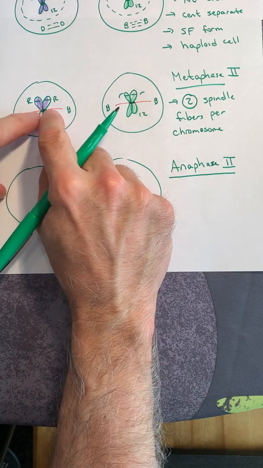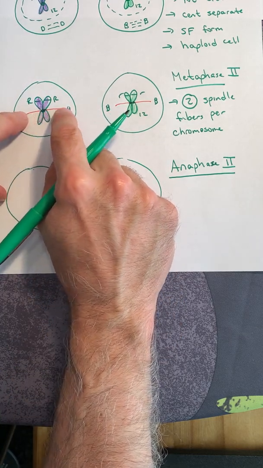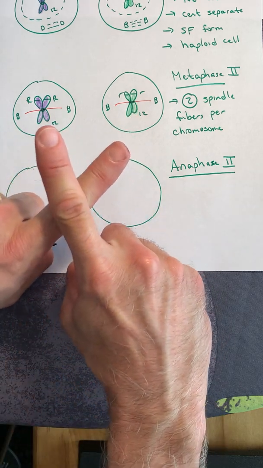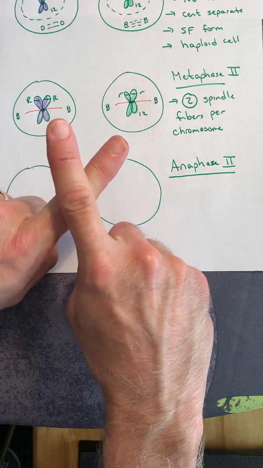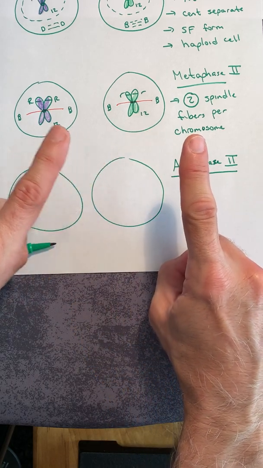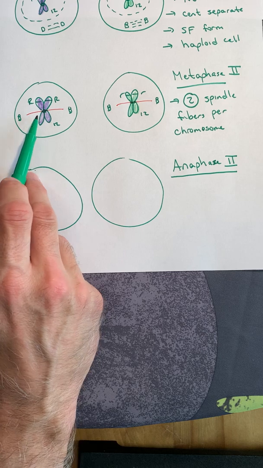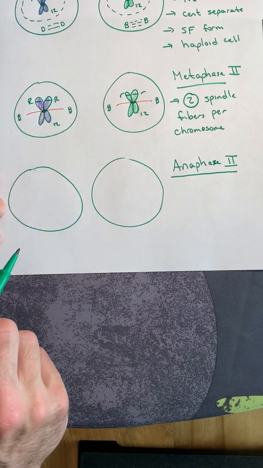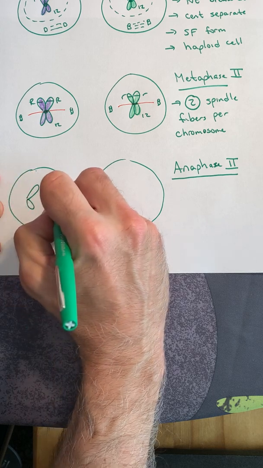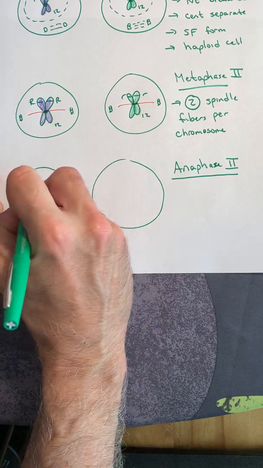Well, if you have two spindle fibers, each pulling on the same chromosome, that X-shaped chromosome, it's two copies of the same chromosome. If one spindle fiber is pulling this way, one chromosome goes to the left and one chromosome goes to the right. All that is two copies of the same chromosome stuck together. So one gets pulled over here and one gets pulled over here.